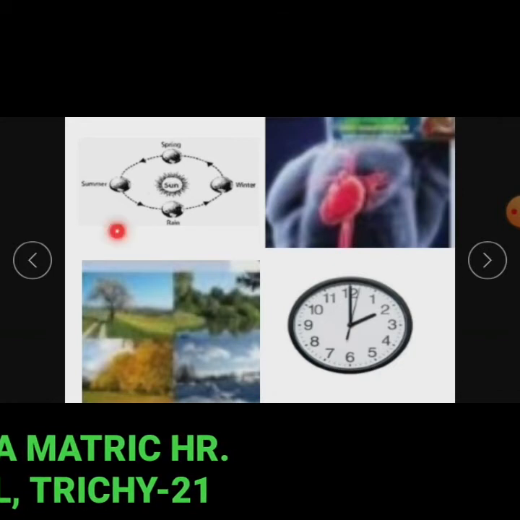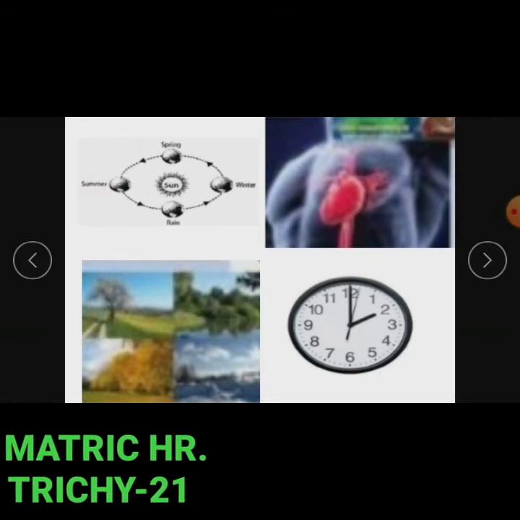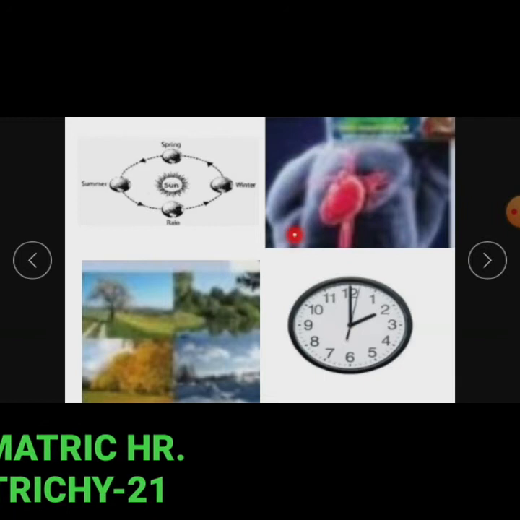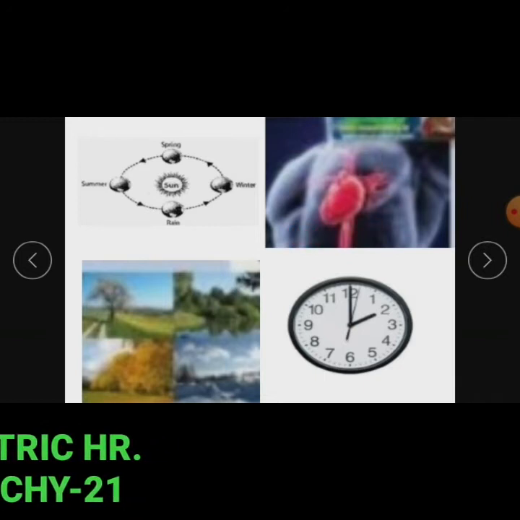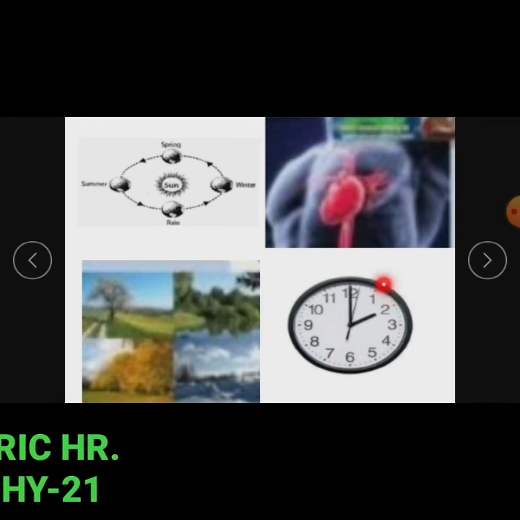Rotation and revolution of the earth, beating of the heart, clock striking every hour, motion of the second hand, minute hand, or hour hand of a clock are some examples of periodic changes.